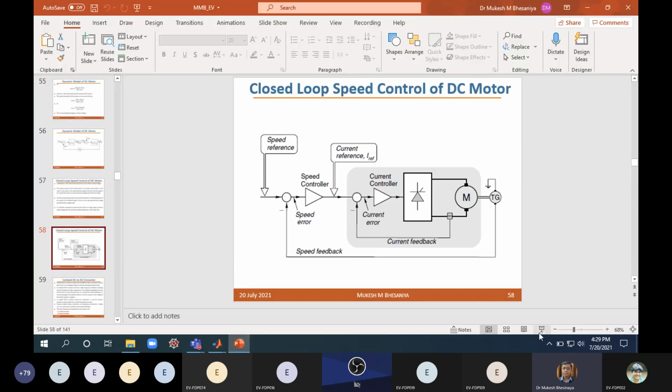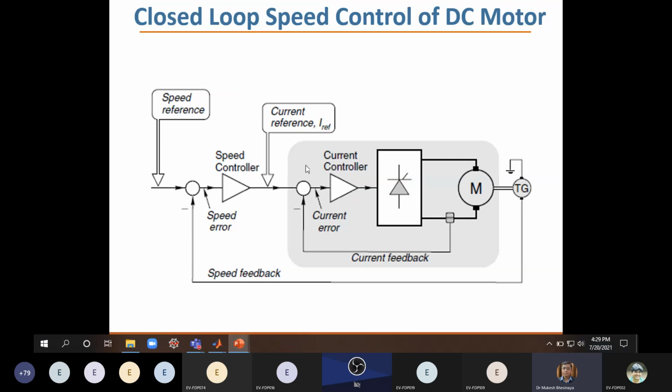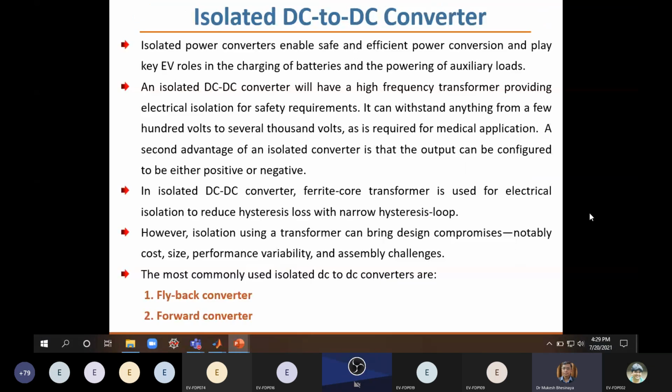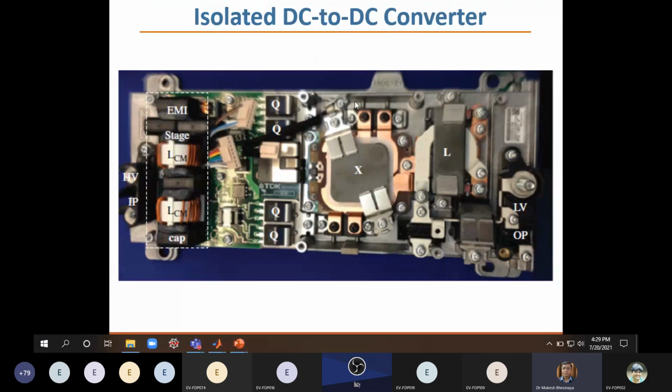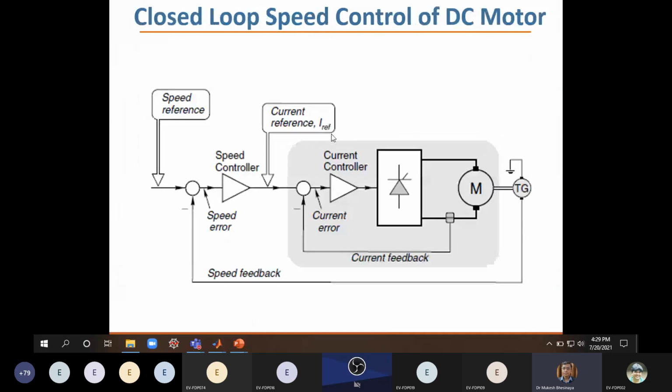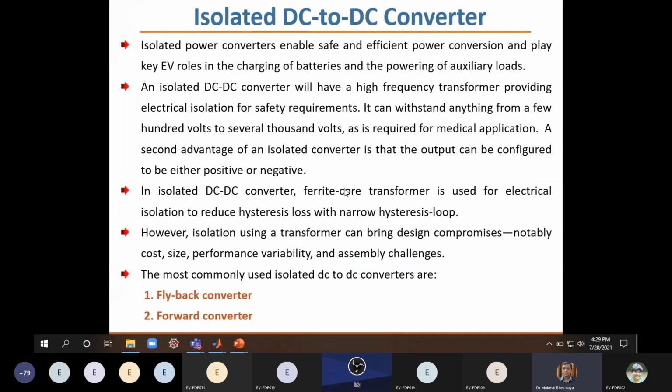Now, due to lack of time, because I have a lot of material, it's not possible for me to complete everything. This is one isolated DC-DC converter. So this is a closed loop control. I already explained those models in MATLAB.